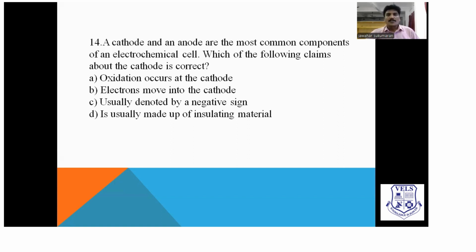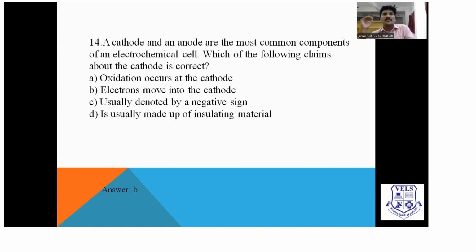A cathode and an anode are the most common components of an electrochemical cell. Which of the following claims about the cathode is correct? A. Oxidation occurs at the cathode. B. Electrons move into the cathode. C. Usually denoted by a negative sign. D. Is usually made up of insulating material. Which one? B. Electrons move into the cathode.